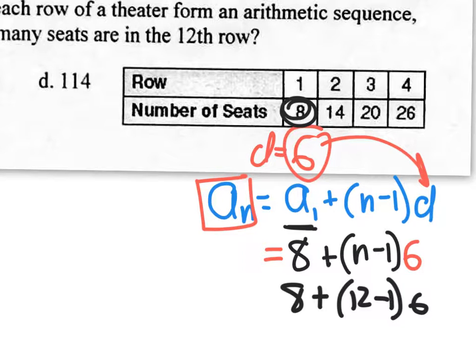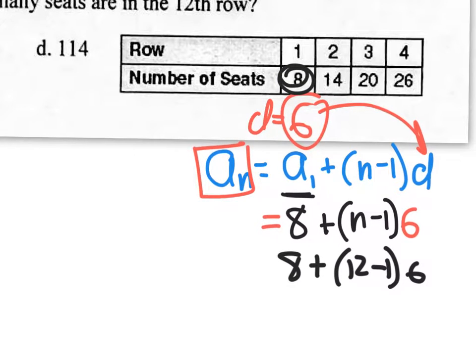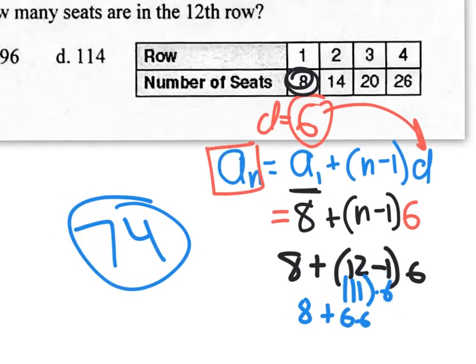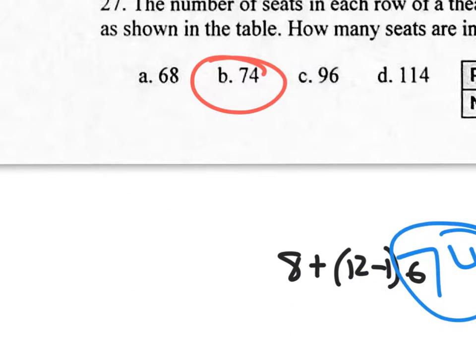And let's find that answer. That's going to be 11 times 6. That's 66 plus 8. That will be 74. So the answer is 74. So the correct answer is B.